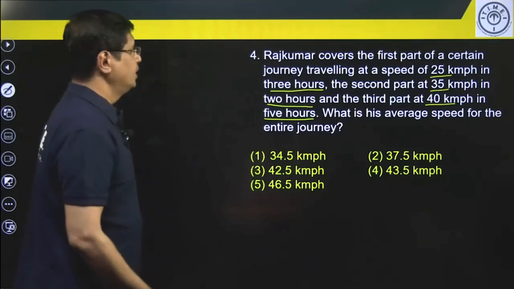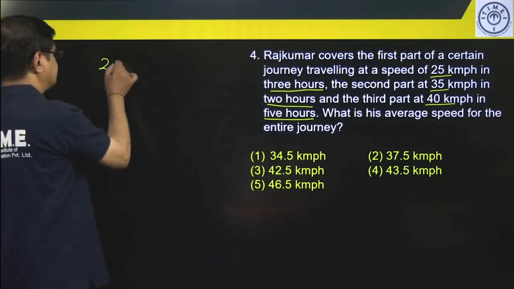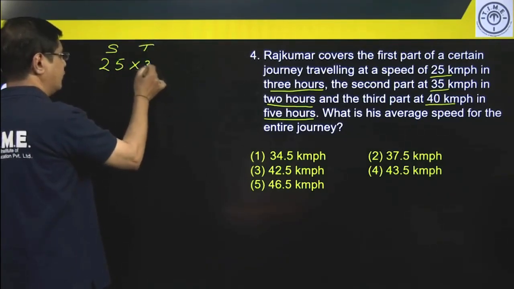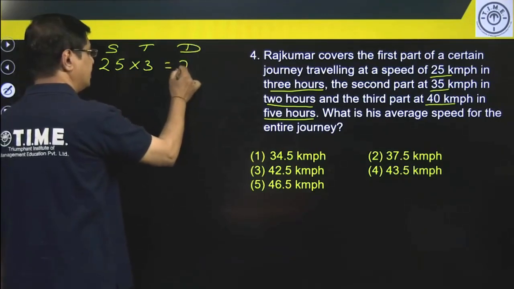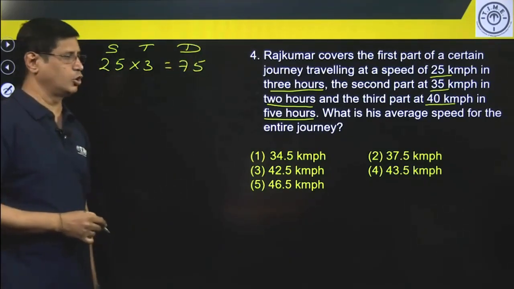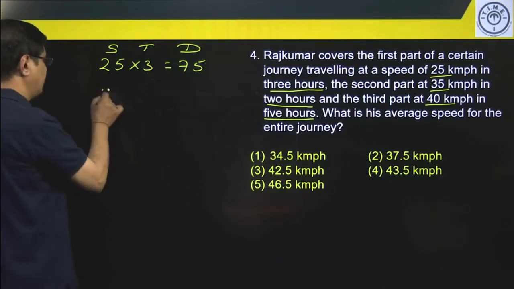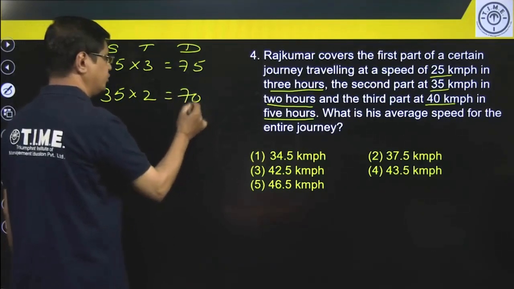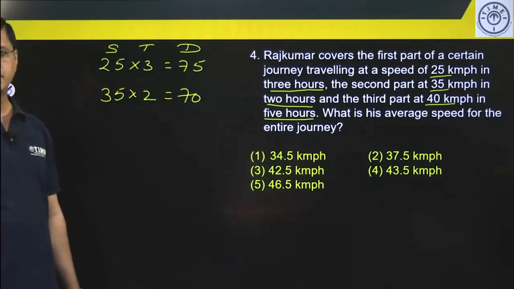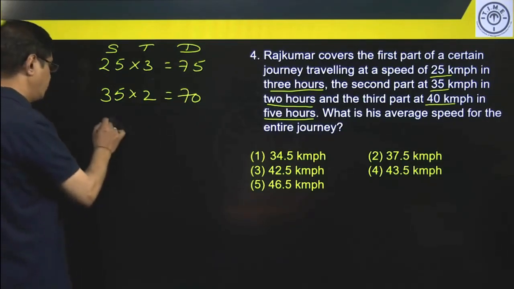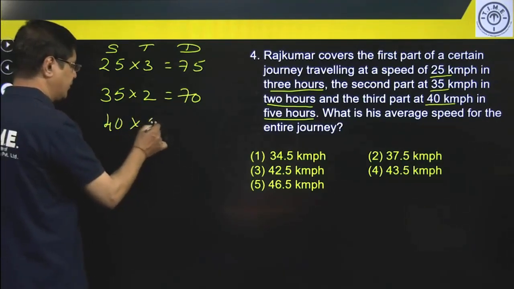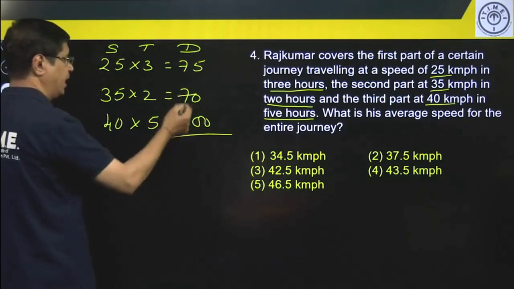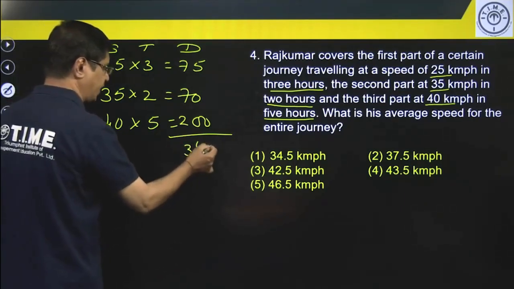Now look at this one. Here 25 kilometers, that is the speed. What about the time? 3 hours. Simplify, you will get distance, that is 75 kilometers. Second part 35 km per hour travel for 2 hours. Now distance covered in these 2 hours is 70. Next third part 40 km per hour, he traveled for 5 hours. So 5 into 40, that is 200. By adding all these we get 345.